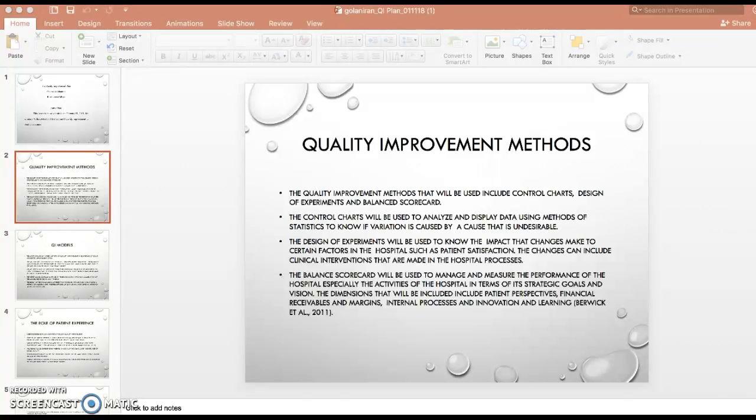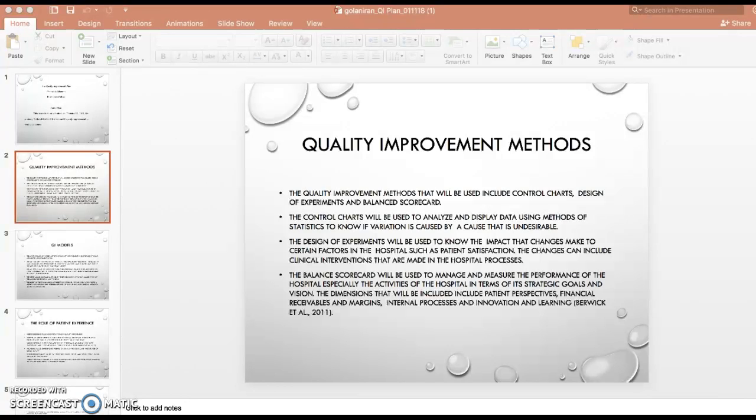Thank you for the opportunity to be able to design the Chapel Regional Hospital Quality Improvement Plan. Today I've decided to put together a design to cover the quality problems and also how to resolve them. The quality improvement methods that I decided to use include control charts, design of experiments, and balanced scorecard.